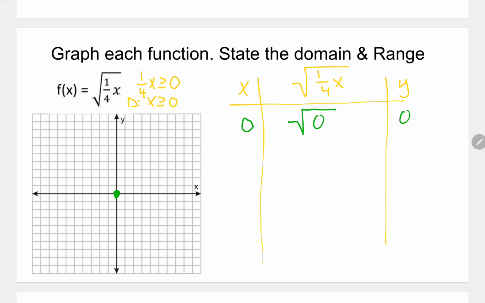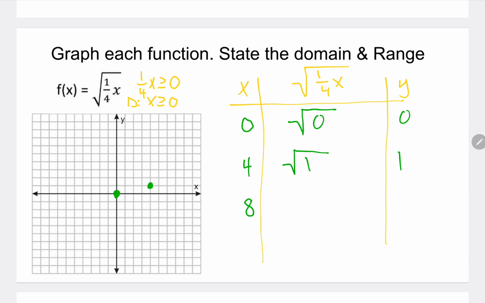Then I'm going to skip all the way up to 4. Because when I plug in 4 for x, I have 1/4 times 4, which is 1. And the square root of 1 is 1. So 1, 2, 3, 4, 1. But then there's not really another nice, pretty square root that we can go from here. So our answers might get a little messy.